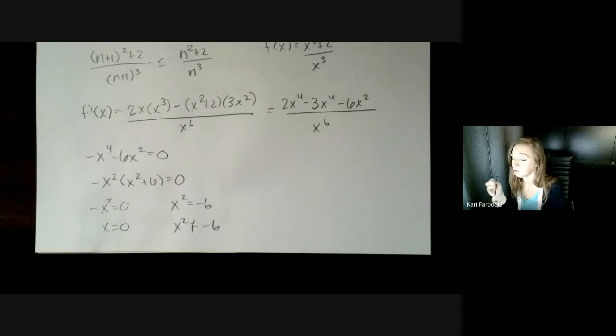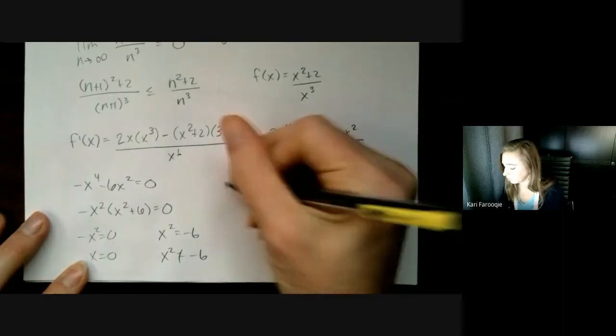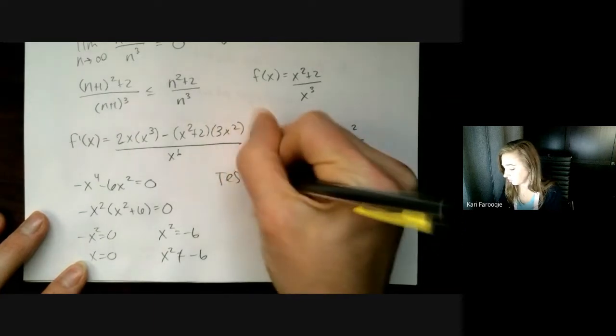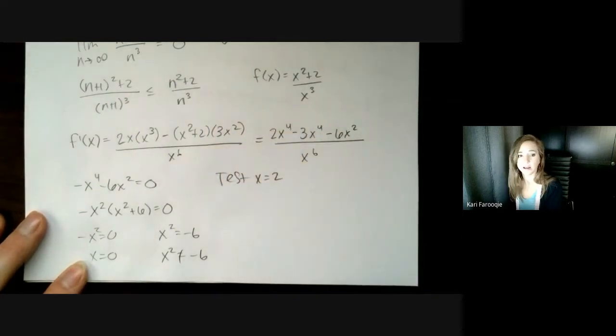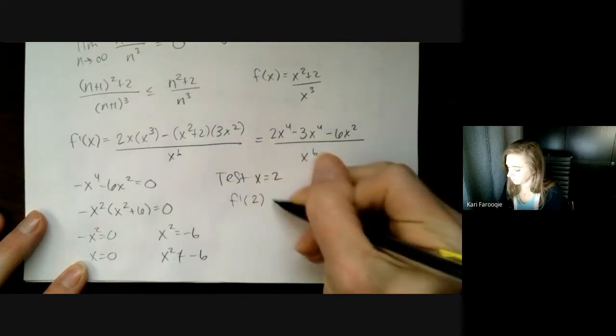You could even use 0.0001 if you want to. It doesn't matter. So if you feel like 1 is just an easy number to use, that's fine. If you feel more comfortable using 2, that's fine also. So if you like that, I'll just say test x equals 2. To do that, you're going to take f prime of 2.